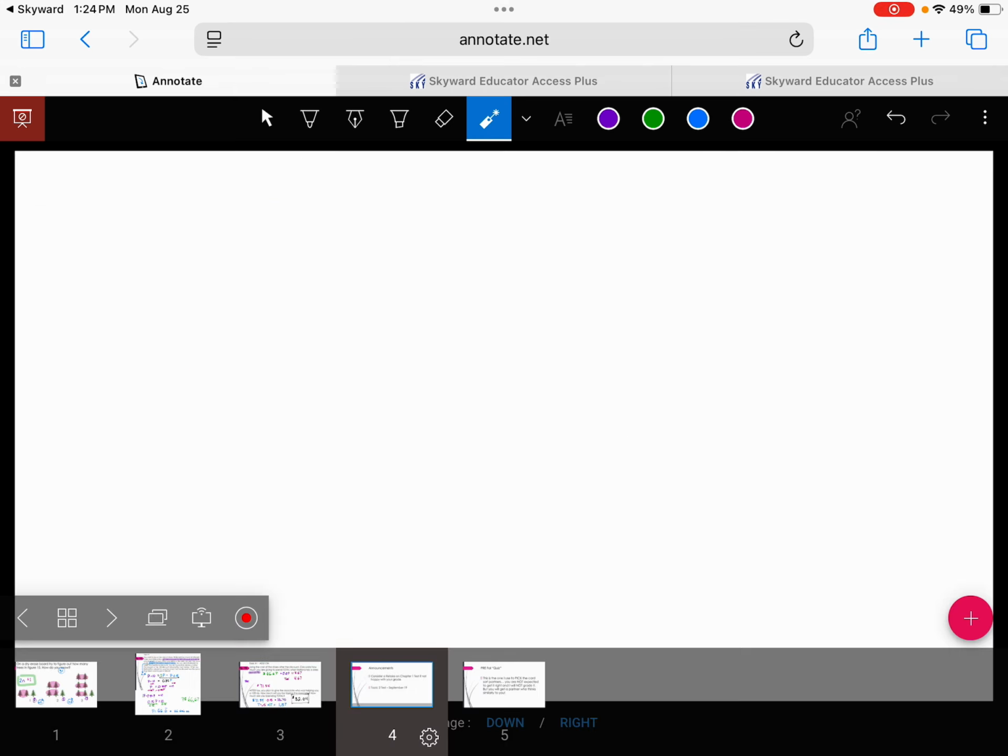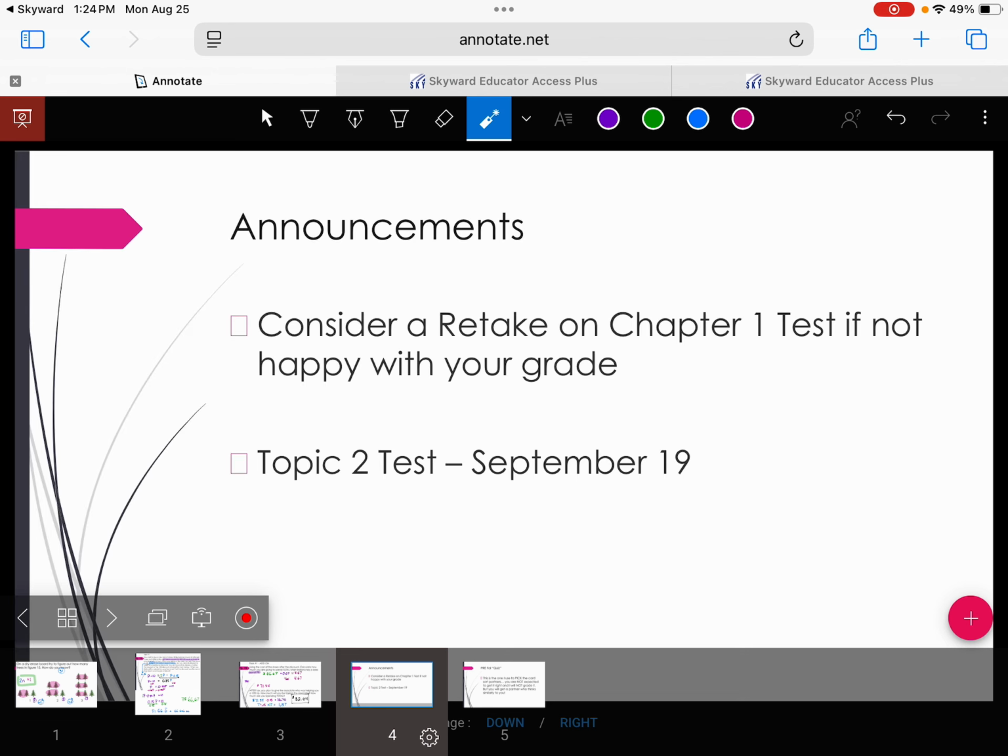Okay, so grades are in on chapter 1. If you are unhappy with your grade, you may consider doing a retake. If you want to do a retake, the policy is on the purple pages around the room. You have to have your homework in, and you have to do the review.